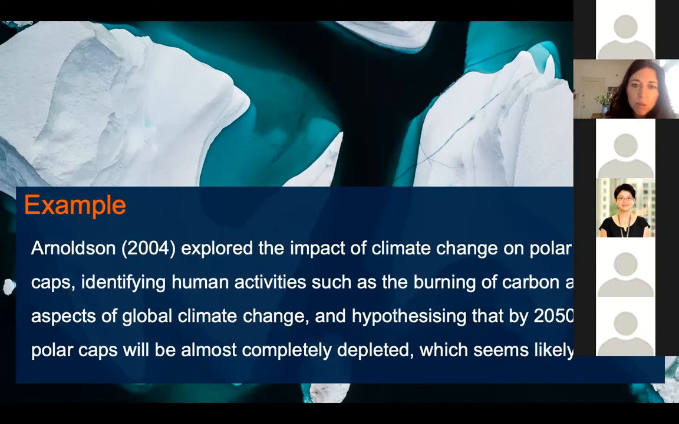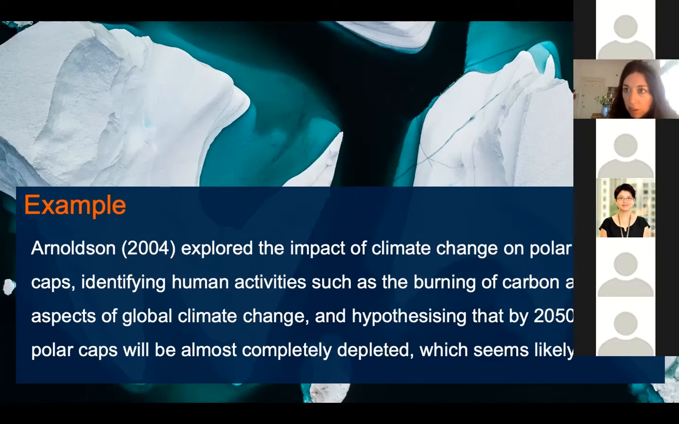So you could use the first part of the sentence. Arnoldson explored the impact of climate change on polar ice caps, identifying human activities such as the burning of carbon as key aspects of global climate change, full stop. So that's where you can divide up the sentence.